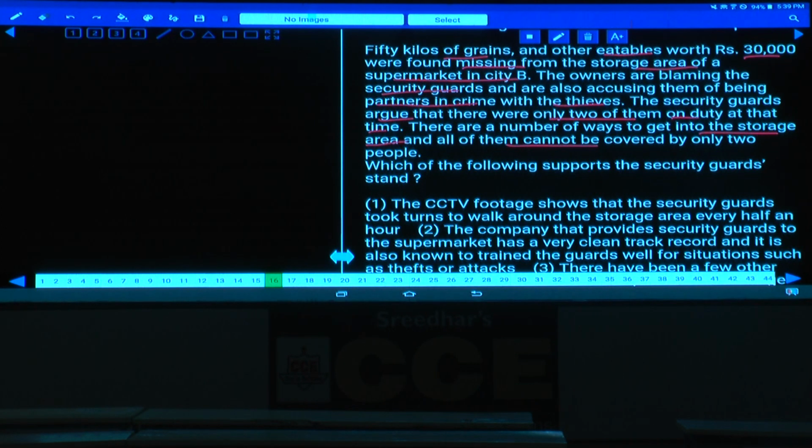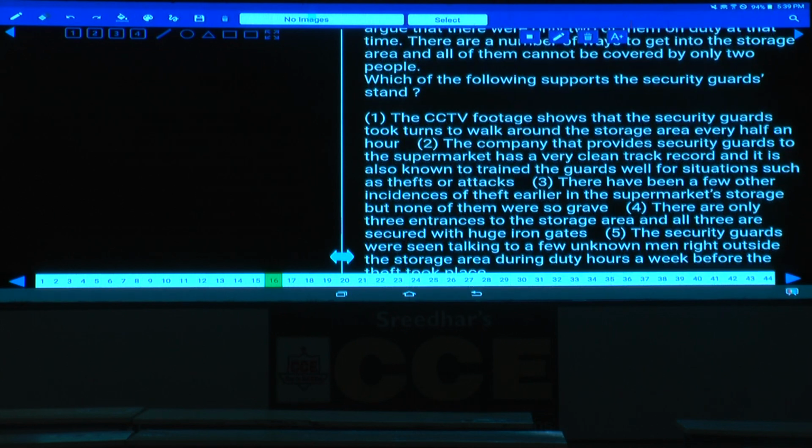There are many ways wherein these thieves can enter this area, isn't it? And it is not possible to control all the ways with just 2 people. Hence their claim is, we need more people; though we are trying hard, we could not stop them, because there are many ways wherein these people can get into the storage area. Clear now? Which of the following supports the security guard? Supporting the security guard means we should prove that though these persons are working hard, they could not control it. Among the given choices, tell me which choice is giving that meaning.